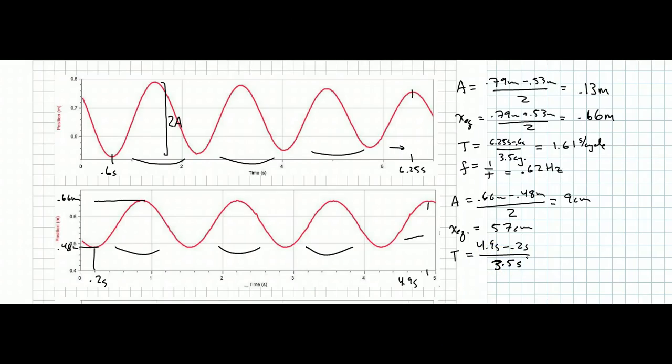So this time it took us less time to get through that, so we have a smaller period, 1.34 seconds per cycle. Frequency is the inverse of that, which will be about 0.74 hertz this time.